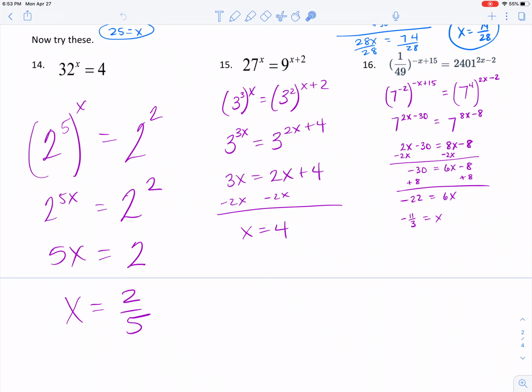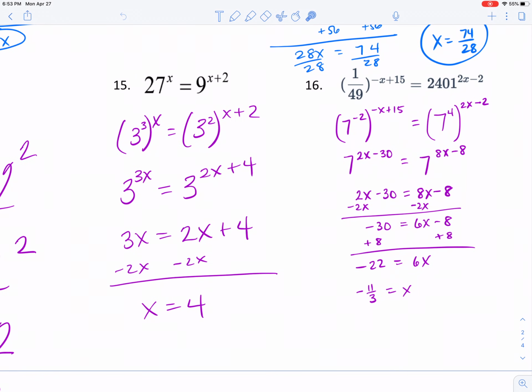27 and 9 were both able to be written with a base of 3. 27 is 3 to the 3rd, 9 is 3 to the 2nd. Bring down the powers that were there, multiply the inside and outside powers, that's how I got 3x and 2x plus 4, distributing. Drop the bases, set the exponents equal. When I minus 2x on both sides, I get x equals 4.